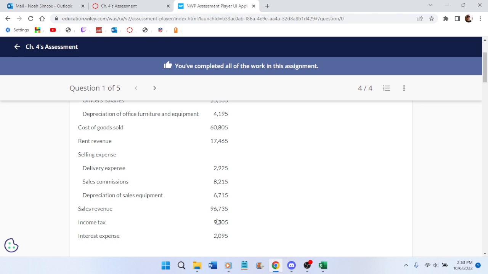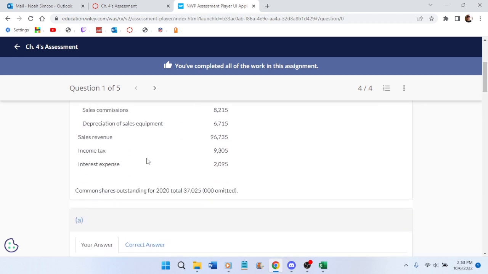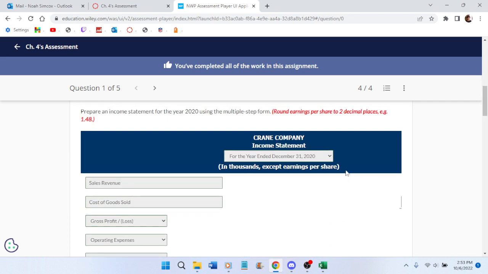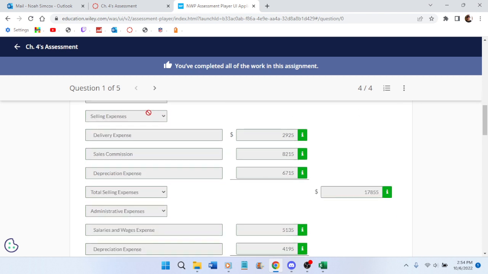So am I missing anything? Doesn't look like I'm missing anything here. So we'll look at this answer. Sales revenue. My God, this is the most annoying thing ever. Sales revenue, cost of goods sold equals gross profit. Operating expenses, selling expenses, all three.